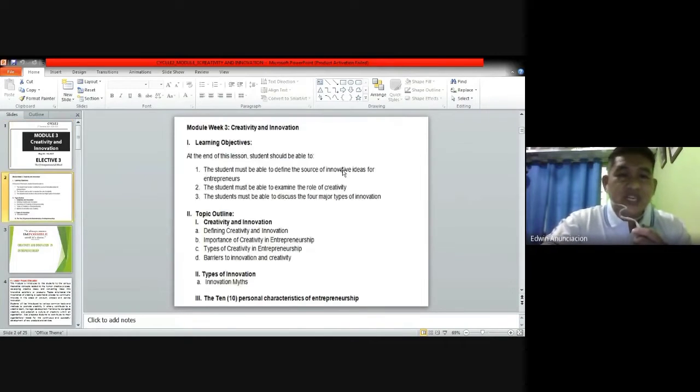So for the learning objective, again, at the end of this week or this module, as a student, you must be able to define the source of innovative ideas for entrepreneurs. And then you must be able to examine the role of creativity and then be able to discuss the four major types of innovation. That is the learning objective.